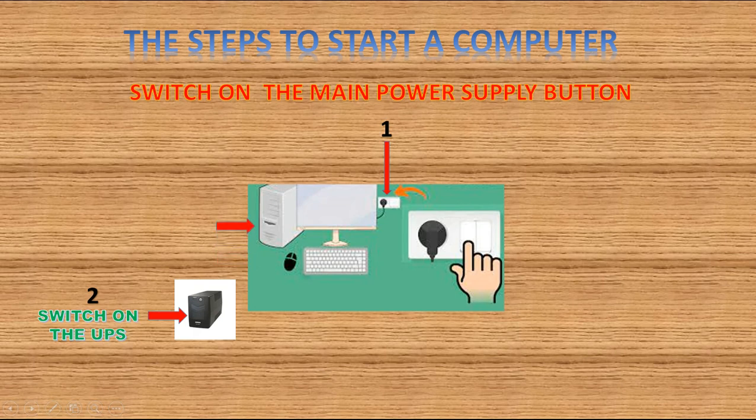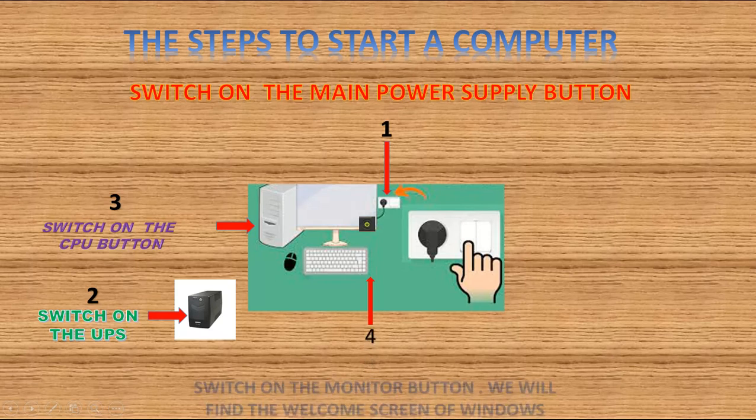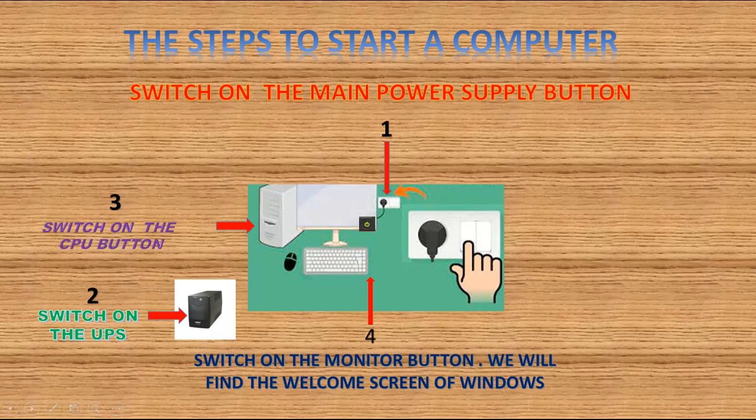Then what is the third point? The third point is that you must switch on the CPU, the central processing unit. This is the whole unit. Once you switch on the CPU button over here, you find that the monitor is not on, so you must switch on the monitor. I have enlarged this to show the monitor switch over here. It is a sleek LCD monitor, and once you click that, this is the fourth point: switch on the monitor button. We will find the welcome screen of Windows.